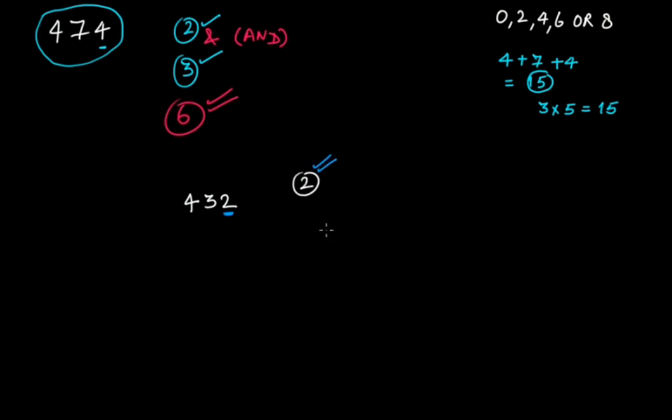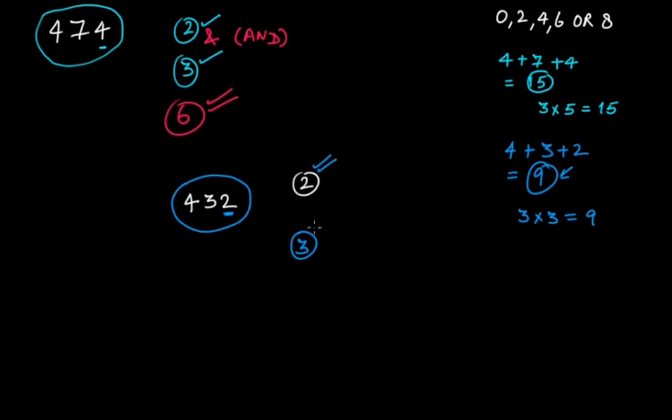And what about the number 3? To check whether this number is divisible by 3 or not, we'll just add all the digits, that is 4 plus 3 plus 2, and you'll get 9. And 9 is divisible by 3 because 3 times 3 is 9, right? Since the sum of these digits is divisible by 3, this number is divisible by 3. Therefore it satisfies our condition, that is, if any number is divisible by 2 and it is divisible by 3 also, then that number will be divisible by 6 also.